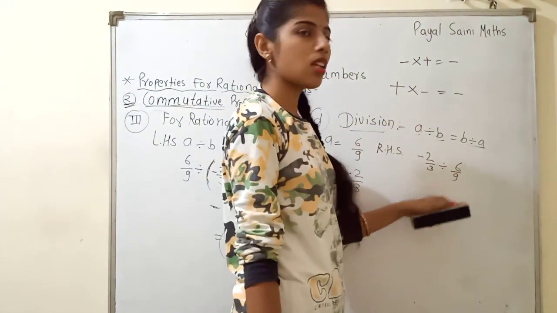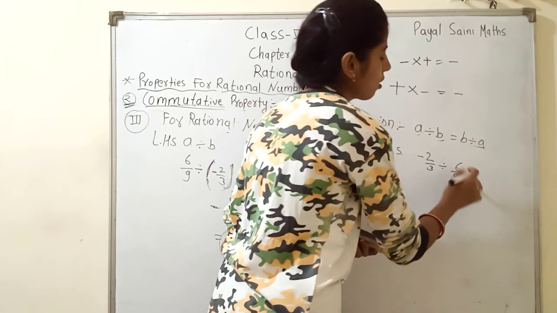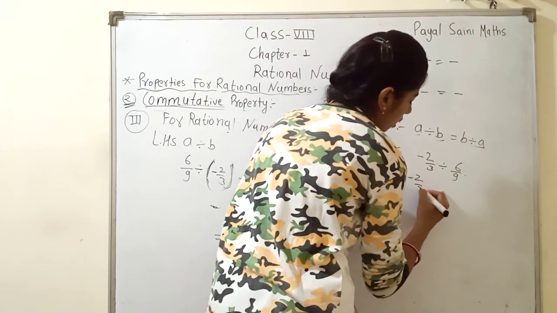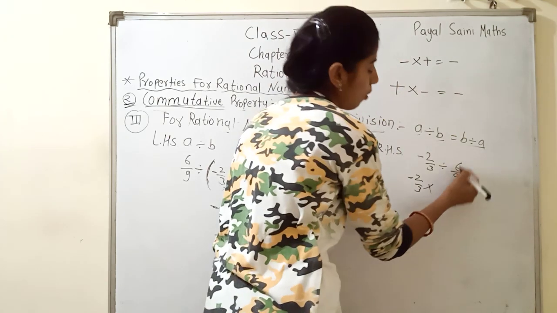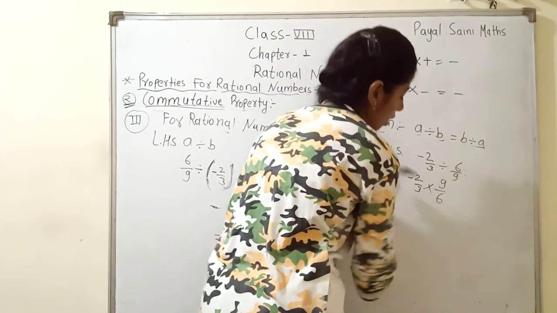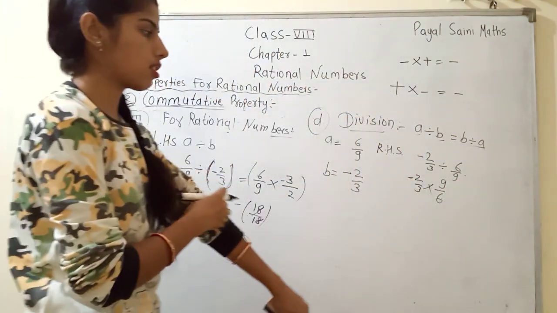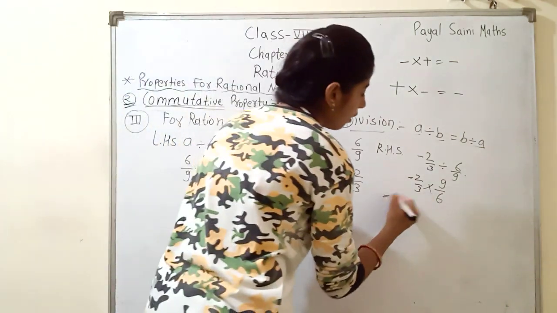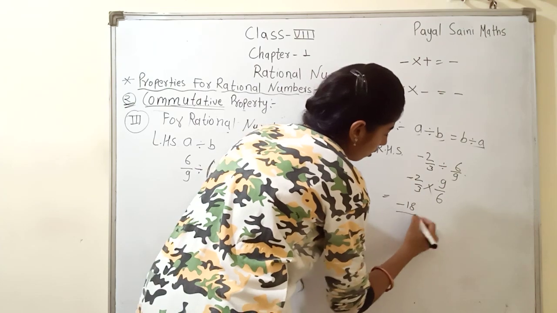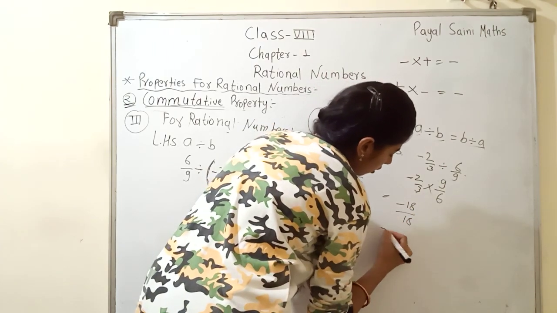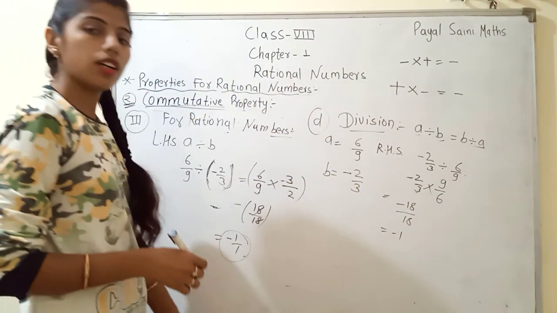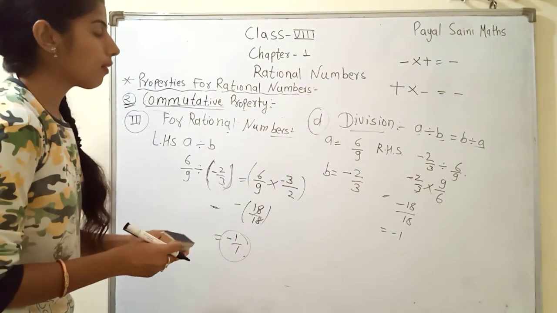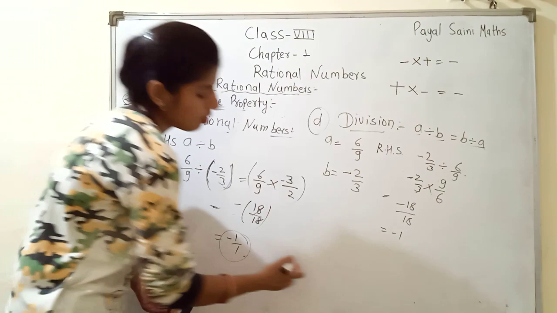Then now this time we take the reciprocal of our second number. The second number here is 6 by 9. Then minus 2 by 3, the sign will be changed, reciprocal, then 9 by 6. Then minus 18 and 18. Then your answer is minus 1. The answer is minus 1, and here is also minus 1. Minus 1 and minus 1.